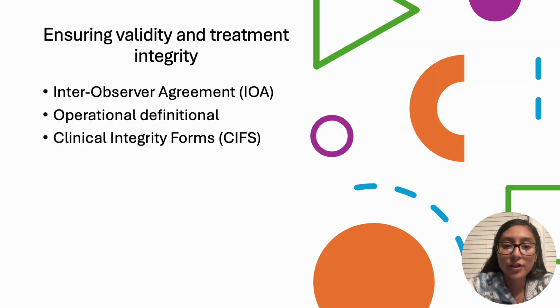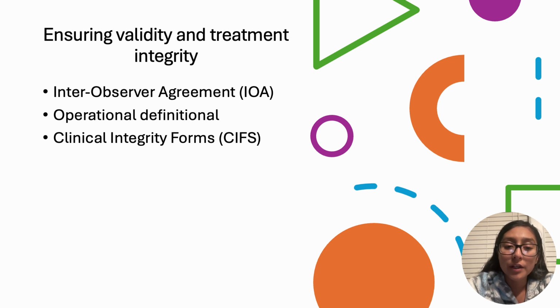Ensuring validity and treatment integrity. One way we can achieve this is by using Inter-Observer Agreement, IOA. This is when two different observers agree about the occurrence of a behavior. IOA data can tell you how clear or unclear an operational definition is, whether or not an observer needs more training in data collection, and other useful information.